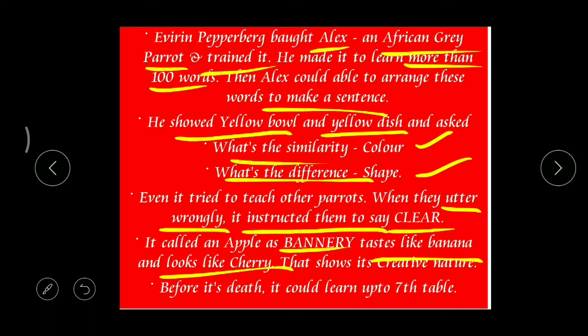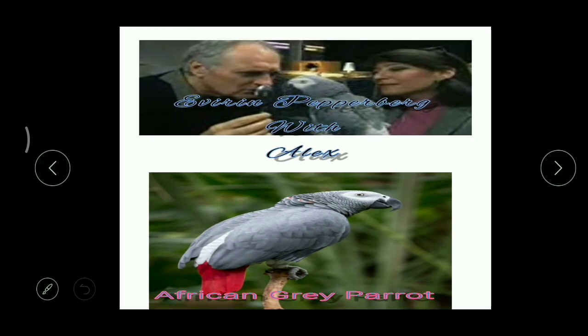And even before it died, this Alex could learn tables in mathematics, first table, second table, like this. Up to the seventh table, this bird could recite. That means it learned. Alright? So in this way, we can say this Alex is a very, very intelligent parrot. Right? So yeah, here we can see the scientist, Irene Pepperberg, with this bird, the African grey parrot.